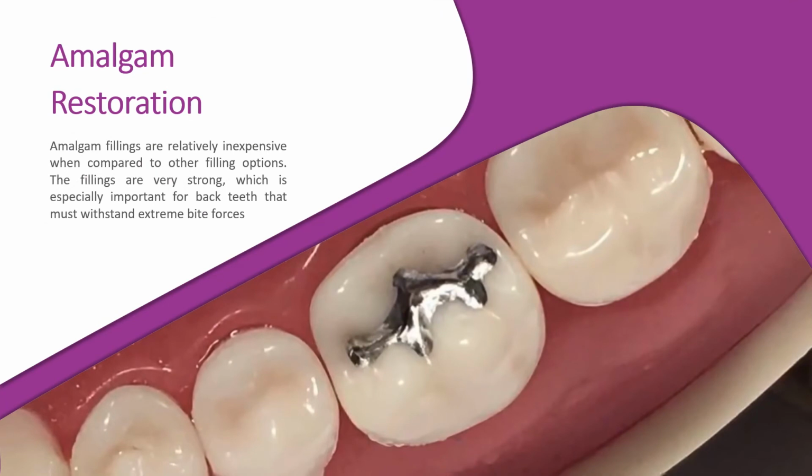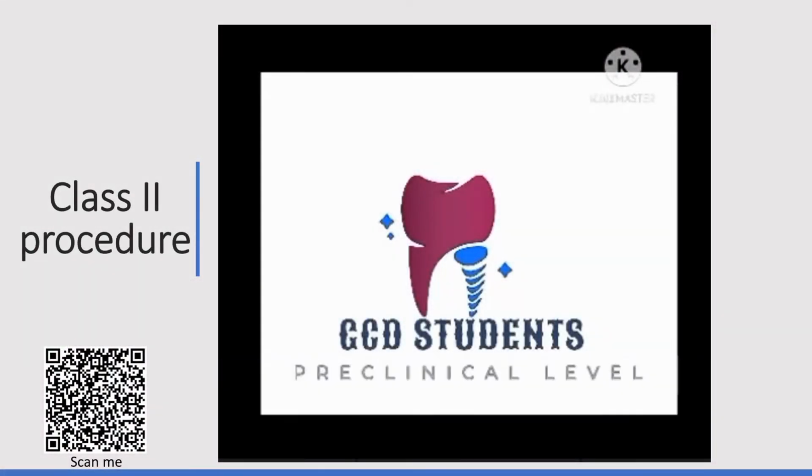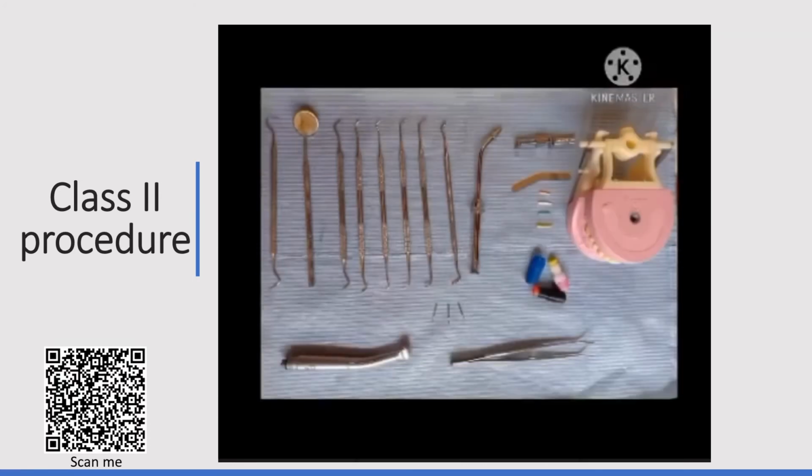Lastly, we can briefly talk about amalgam. It has been used for ages and is strong enough and can be used in posterior teeth. It doesn't support aesthetics and may undergo corrosion after a while. And here is a video illustrating amalgam restorations.